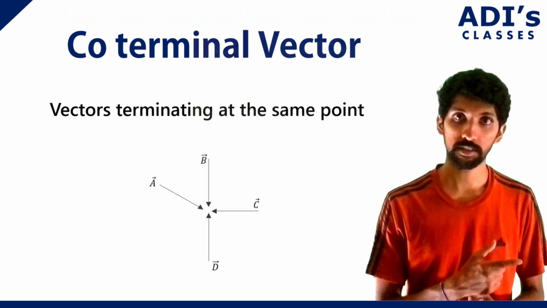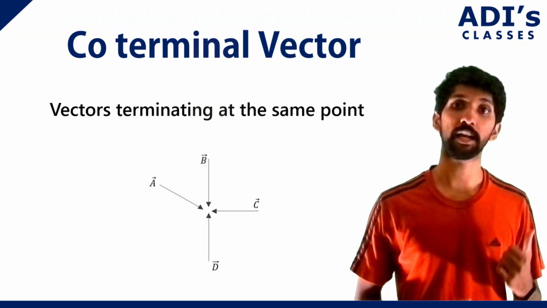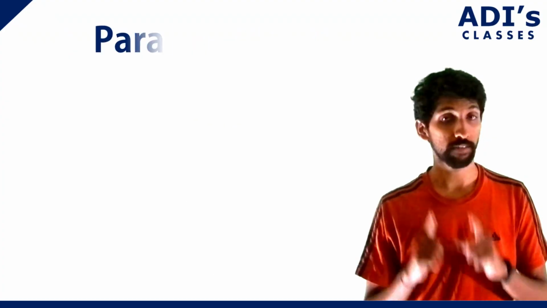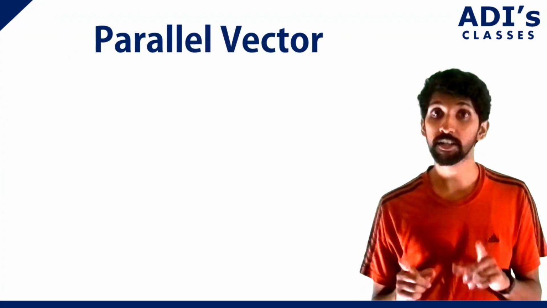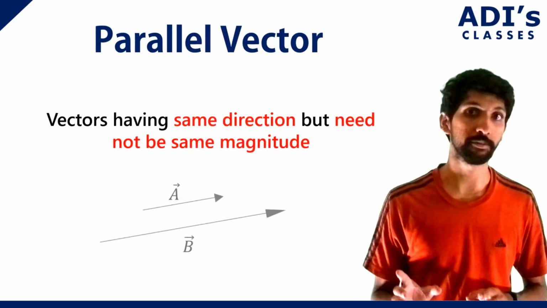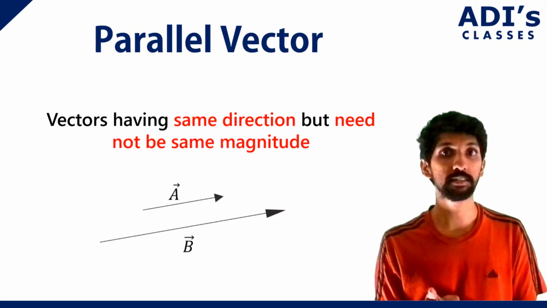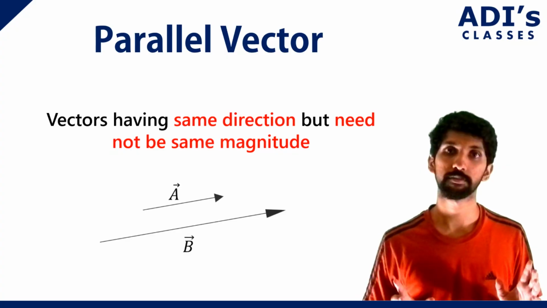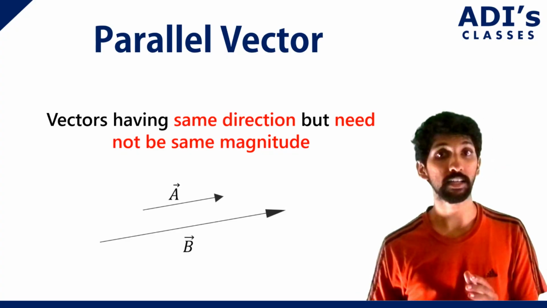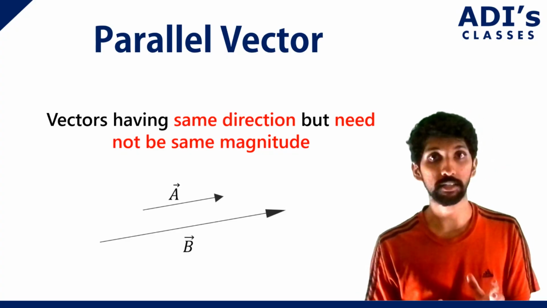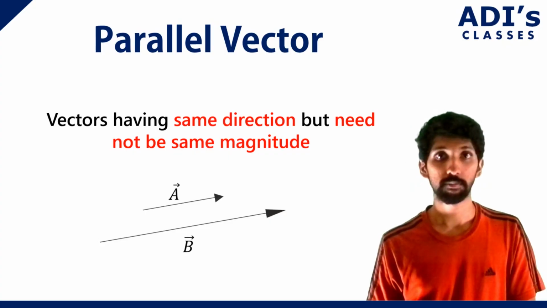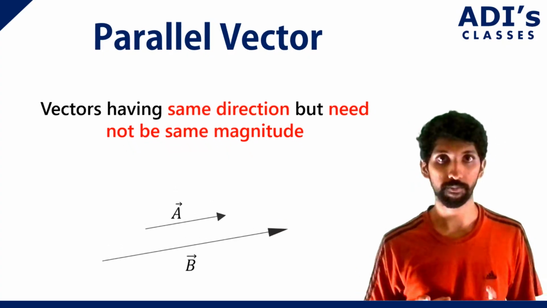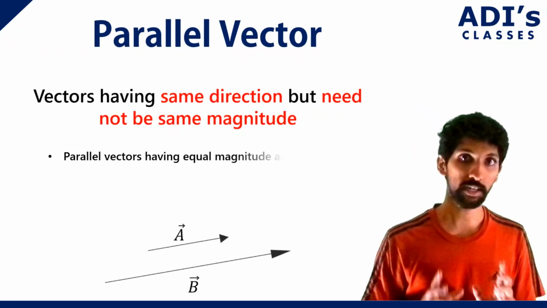Next you have parallel vectors. In this case, vector A and vector B are parallel vectors. Parallel vectors have the same direction, but need not have the same magnitude. If parallel vectors have the same magnitude, they become equal vectors. So we can say that all equal vectors are parallel vectors, but all parallel vectors need not be equal. Understood?